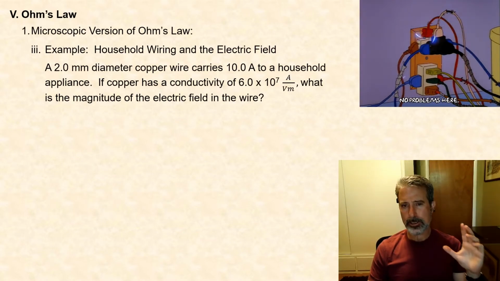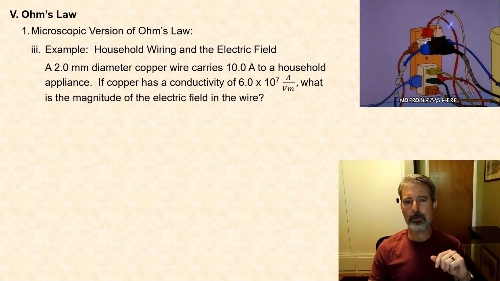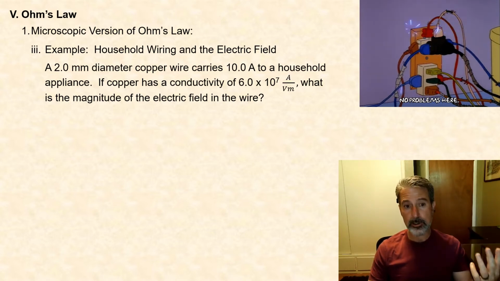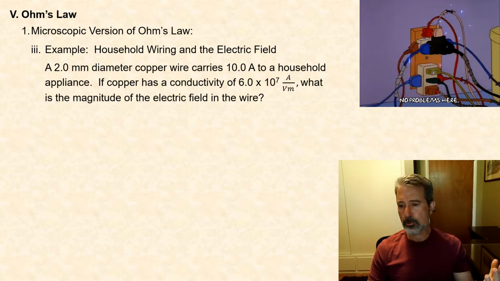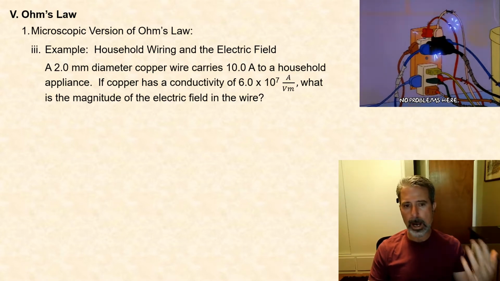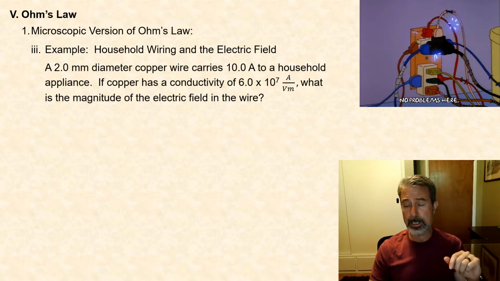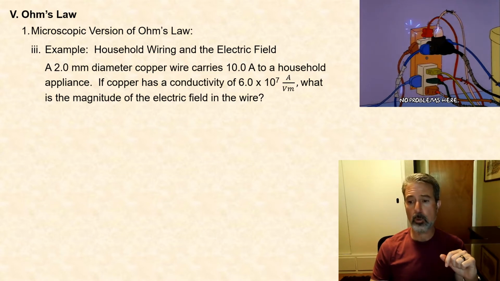So how big are these electric fields that get established in current-carrying conductors? Well, let's solve this problem and find out. In this example, we're told that a 2 millimeter diameter copper wire carries a 10 amp current to a household appliance. These are fairly typical wire dimensions and currents for typical household appliances. If copper has a conductivity of 6 times 10 to the 7th amps per volt-meter, what is the magnitude of the electric field in the wire?